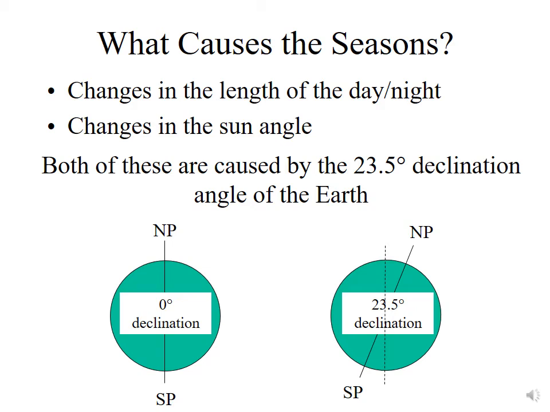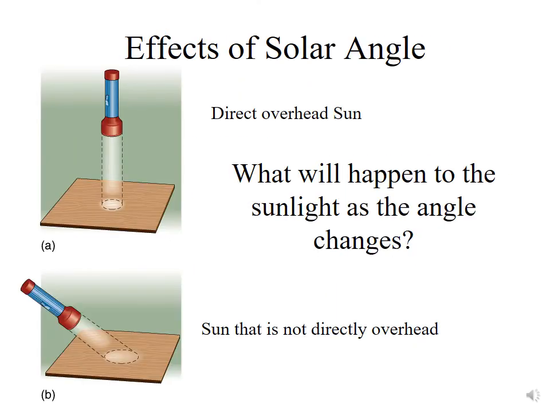And you can see that if at 0 degrees we have no seasons, at 23.5 degrees we have stronger seasons. The strongest seasons would actually occur on a planet that has a 90 degree tilt. And we do have that situation for one of the planets in our solar system. So let's take a look at the effects of changing the solar angle. So here we have an experiment.